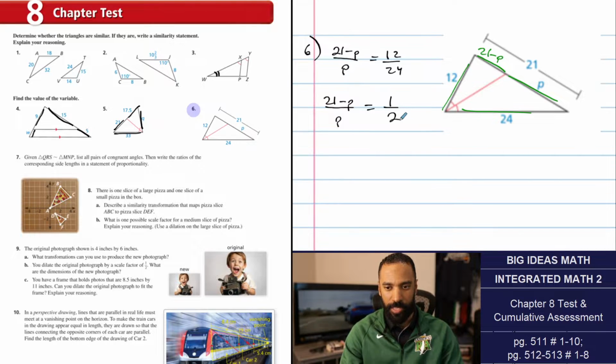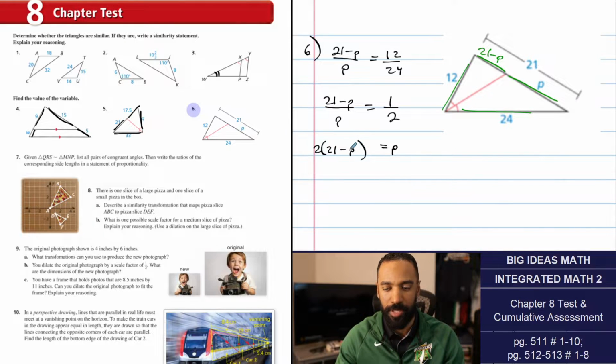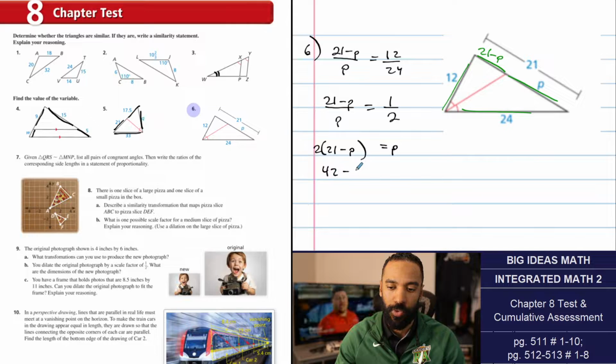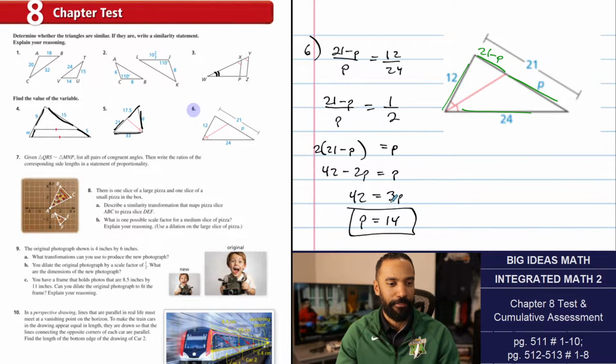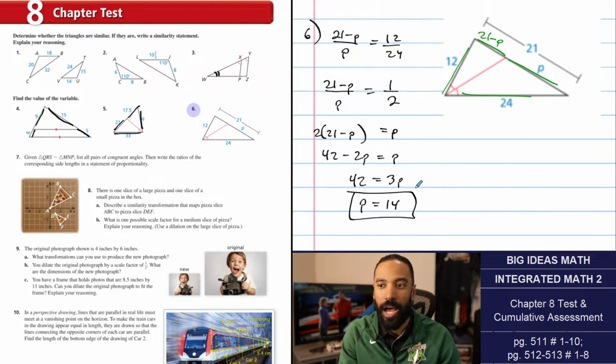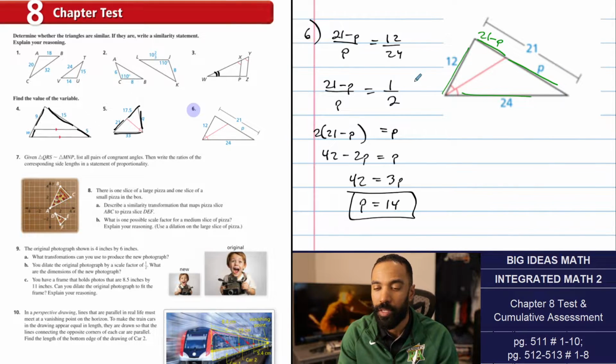I will reduce this fraction this time. I'm going to cross multiply, and on this side I only have p, and on this side I get to multiply 2 by 21 minus p, which means a distribution. That's 42 minus 2p equals p. Add 2p to both sides. Divide both sides by 3. You get p equals 14. Find the value of the variable. I did. I haven't double checked these, but 21 minus 14 is 7. And p is 14. So 7 over 12 is the same as 14 over 24, and that's true.